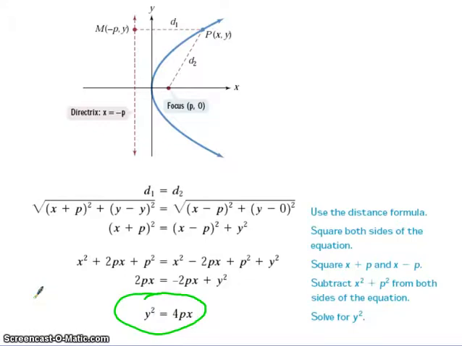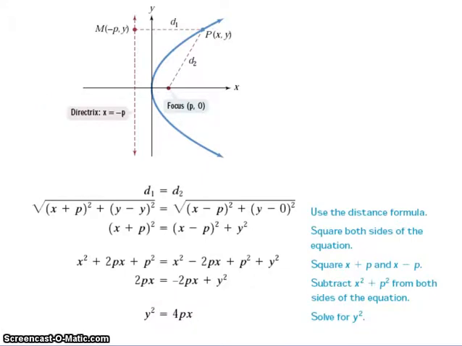So we have a new equation that has this variable p in it, and p will tell us many things about the parabola. It tells us how wide the parabola is. It tells us the distance from the vertex to the focus, the distance from the vertex to the directrix. That's the p-value.